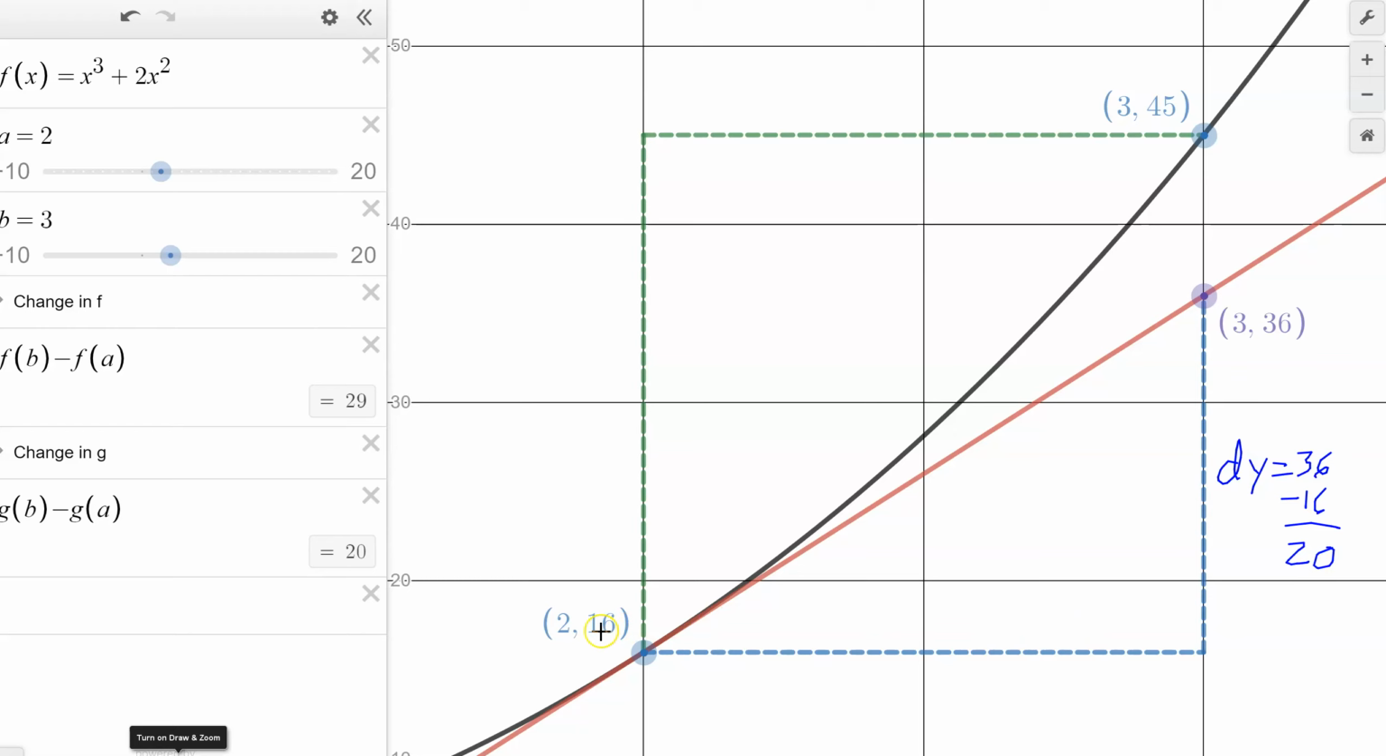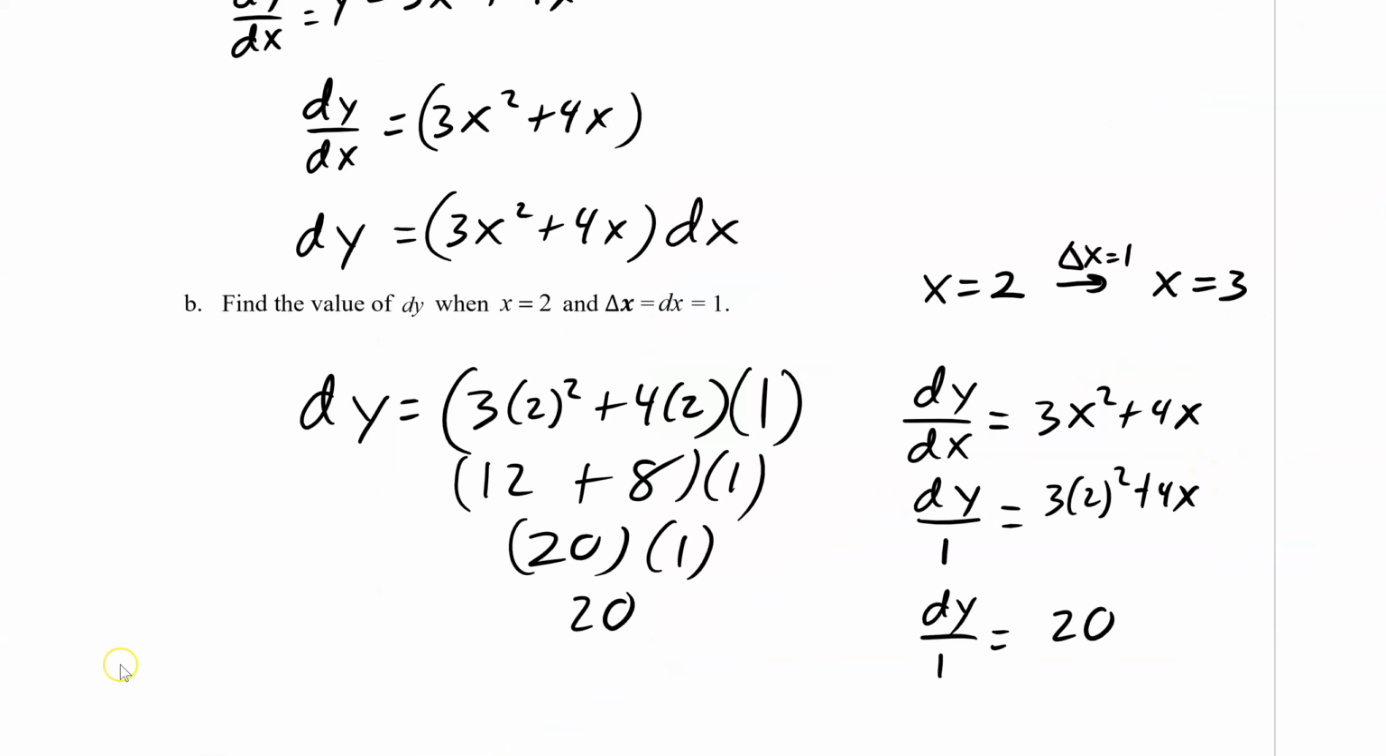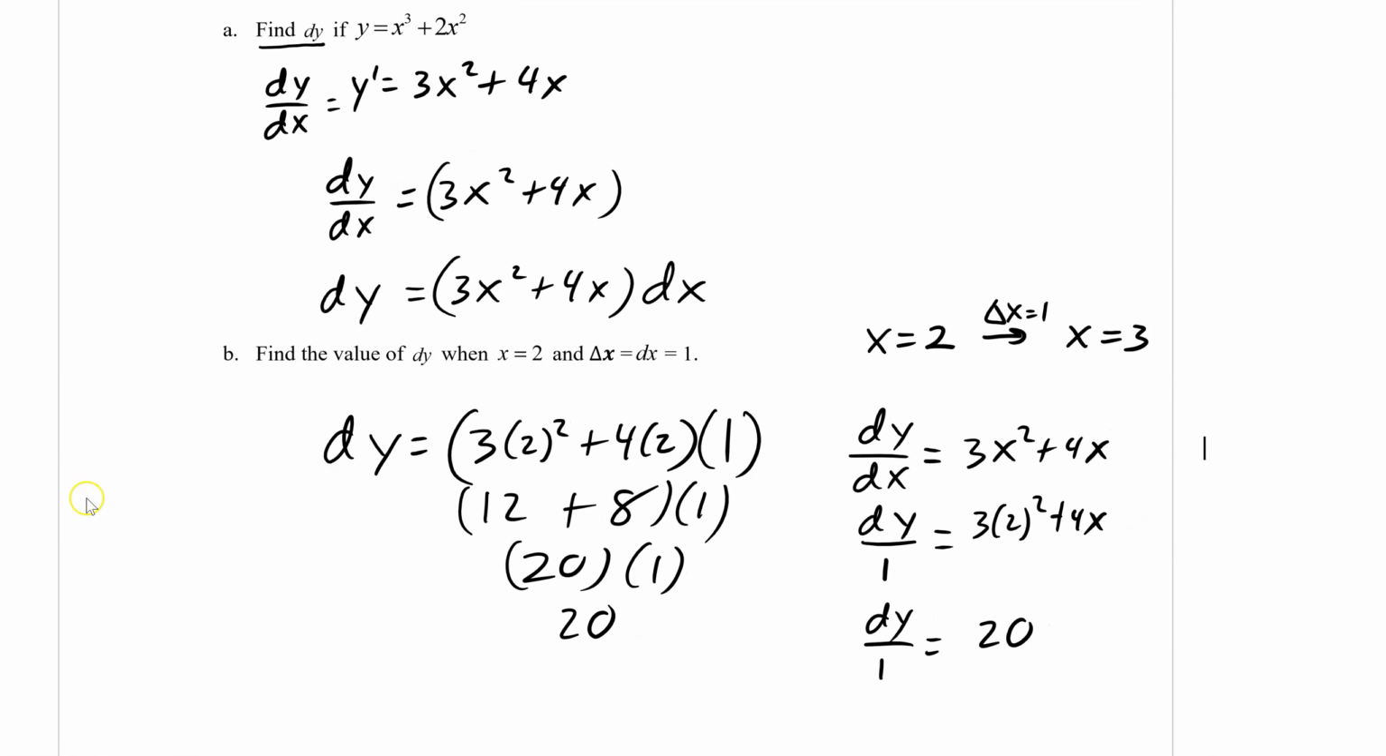But the actual change here went from 16 to 45. So our actual change in y went from 16 to 45, which is 29. So this is 29 over 1, and this is 20 over 1. So the tangent is just giving us an approximation of the actual change. And so that's what we're looking for when we find dy. So by finding the derivative, bringing the dx to the other side, it gives us a formula to find an approximate change in our y compared to our actual change in y.